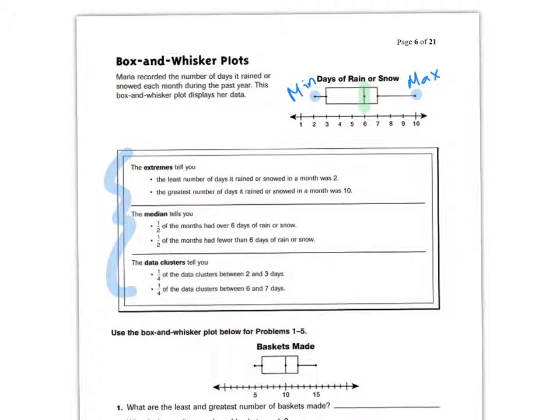So not only is it in the middle, it actually splits our graph into two halves. So as you can see from the explanation there, half the days are over 6 days of rain or snow, and then half the months had fewer than 6 days of rain or snow.